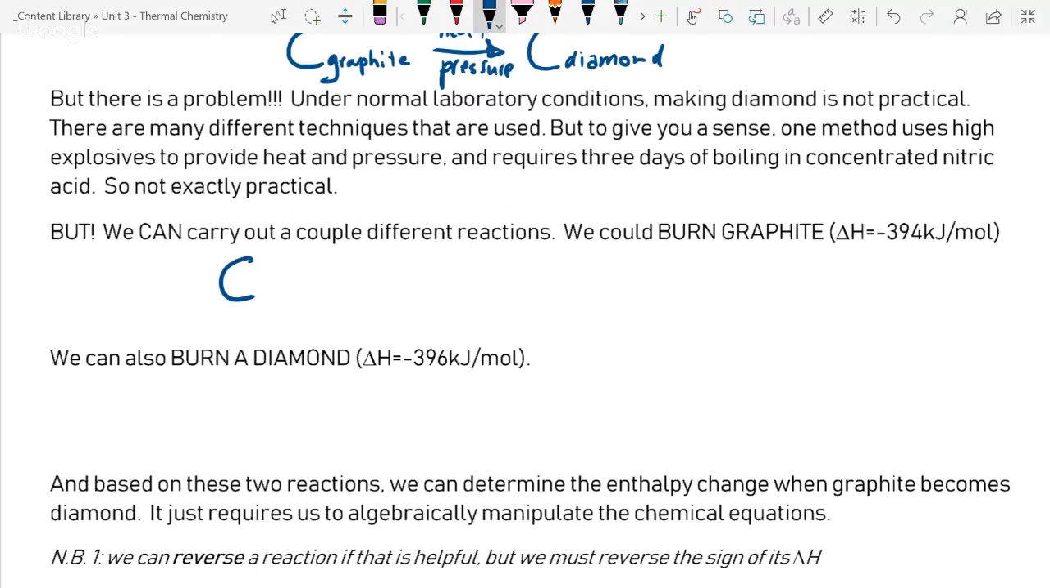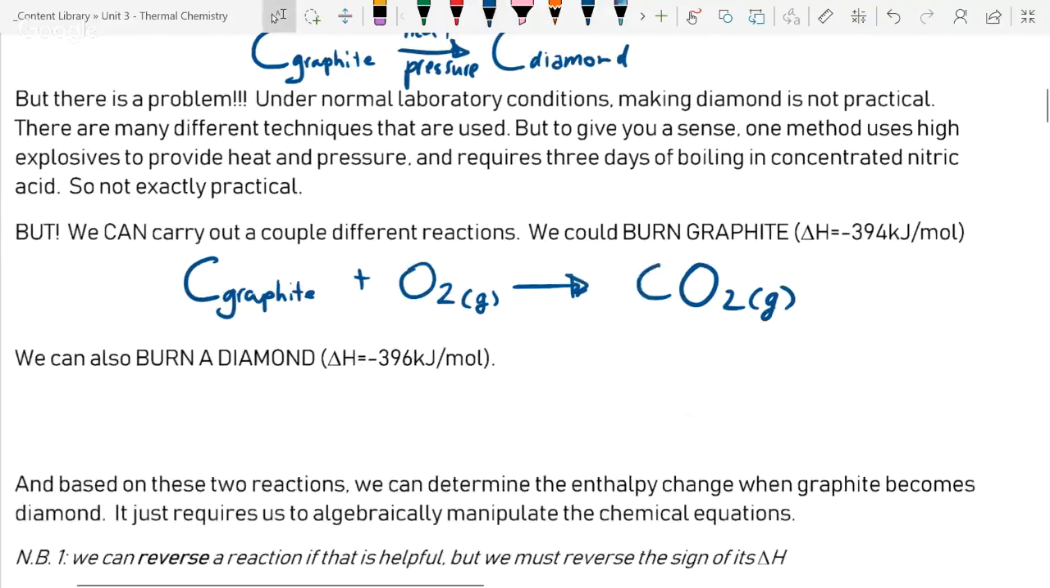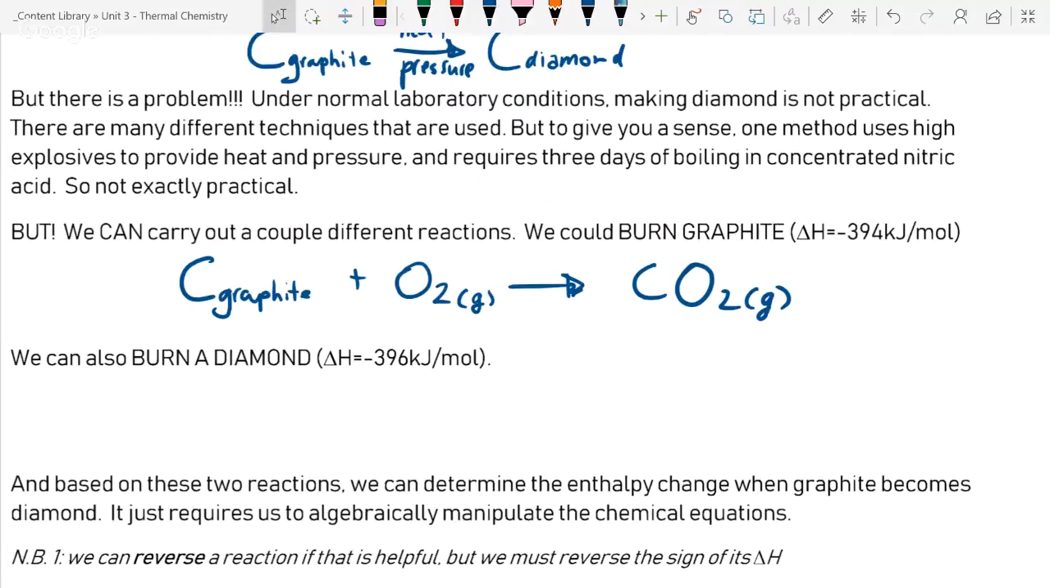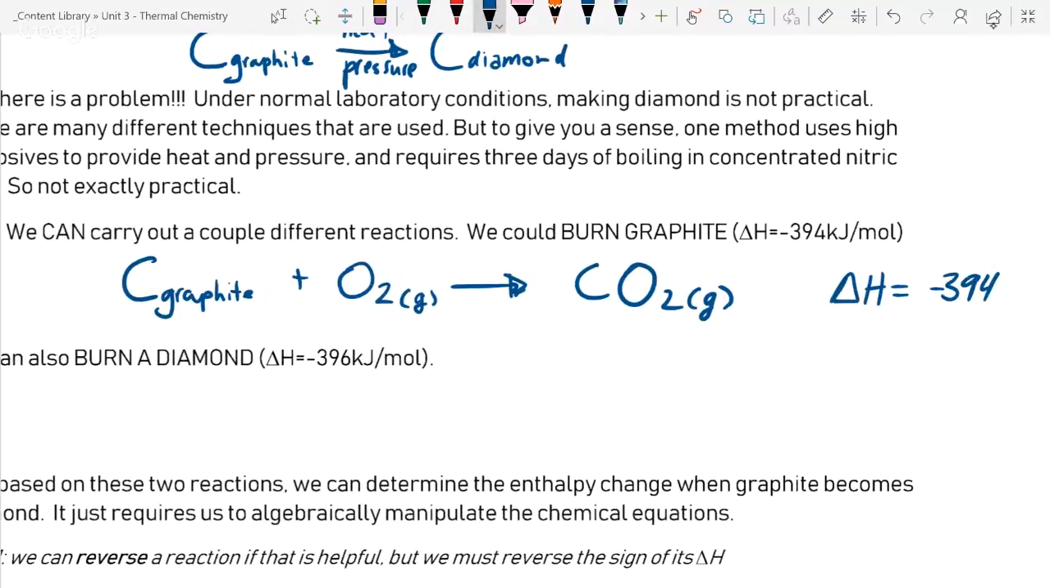All right, so this reaction would look like this. Graphite plus, when we burn something, what are we reacting it with? Yeah, which is O2. It is a gas. And this is going to yield what? Come on, team. It's definitely not going to make a diamond. Come on, you burn carbon. What are you going to get? Very good. You're going to get carbon dioxide, which is a gas. And you're going to remember that the delta H is negative 394 kilojoules.